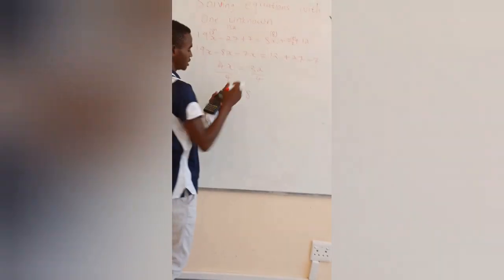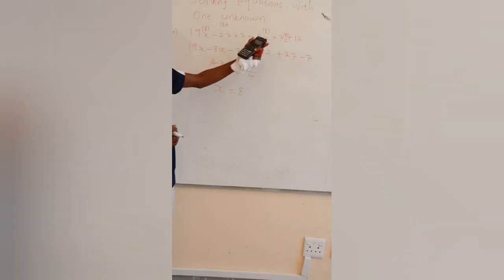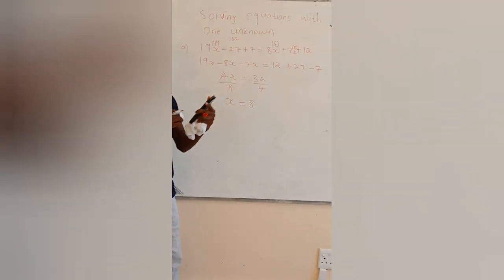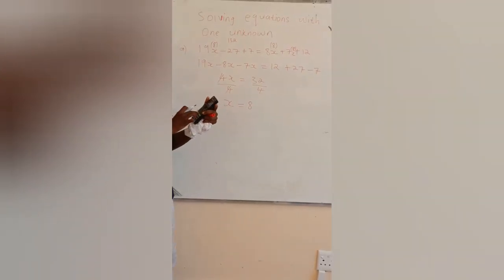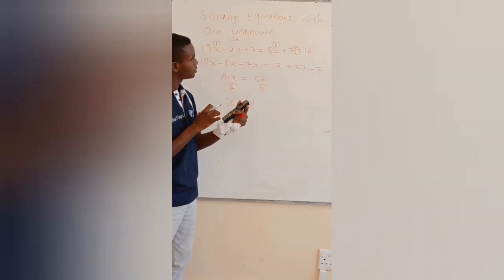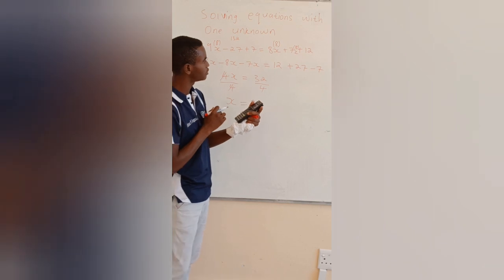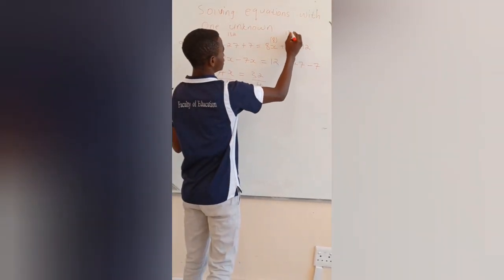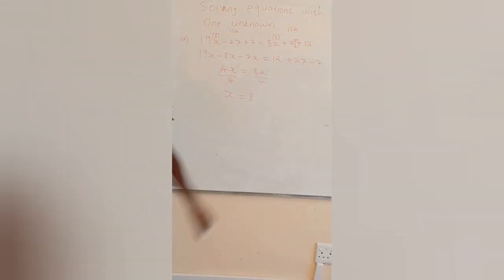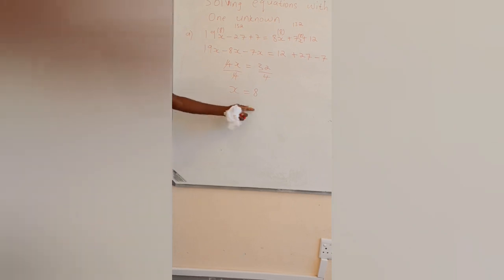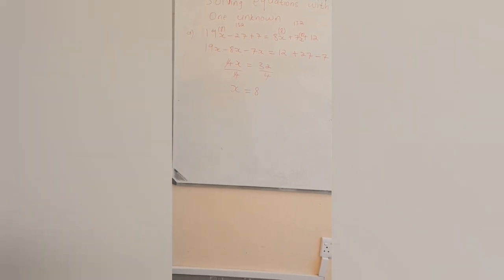It also has to be 132. Let's try to punch on the calculator and see if we get 132. We have 8 open bracket 8 plus 7 open bracket positive 8 close bracket plus 12. The answer here is also 132. So the left hand side is equal to the right hand side. Like that, you have proven that x is 8, which is the correct answer.